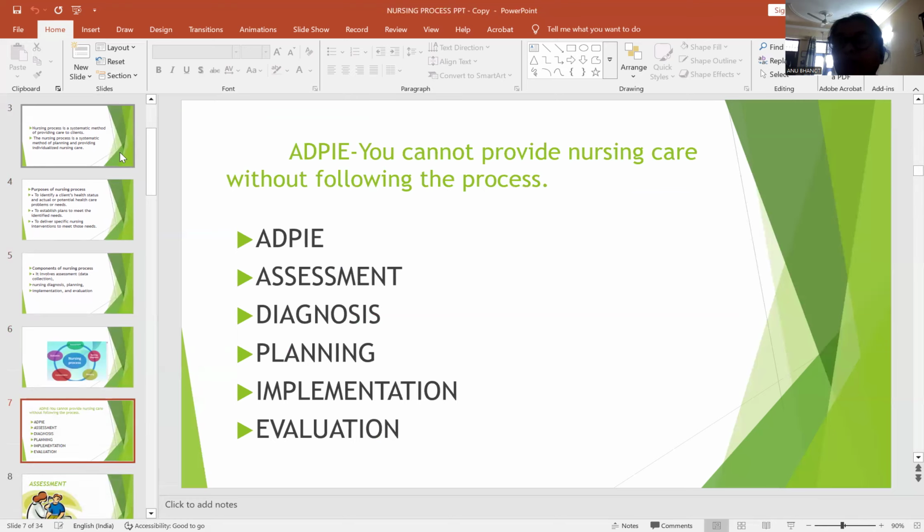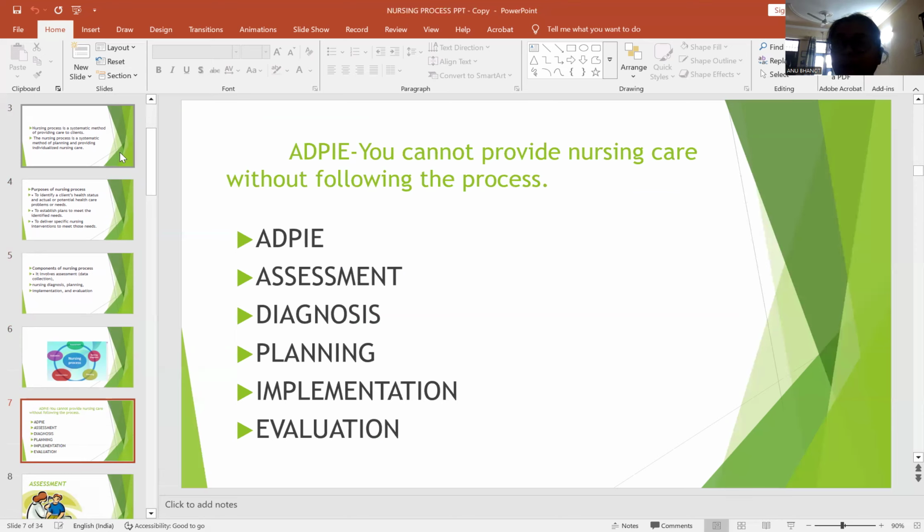In the nursing process, we follow 5 steps that are called ADPIE. A is for assessment. D is for diagnosis. P is for planning. I is for implementation, and E is for evaluation.